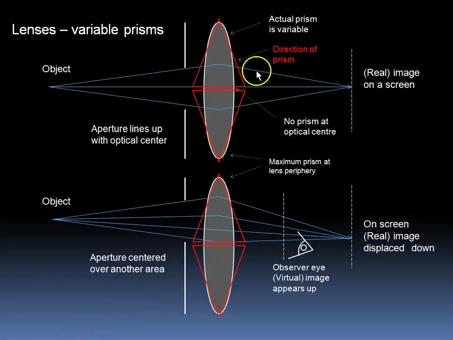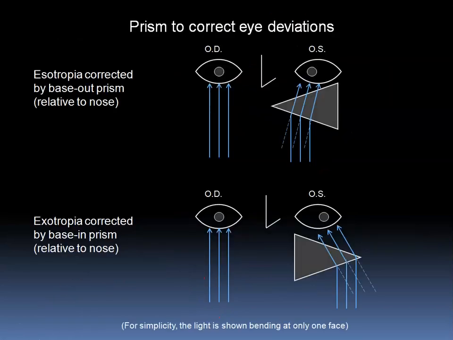Here we see in red the overall direction of prismatic effect of the different parts of the lens. The aperture overlying the center of this lens has equal base-down and base-up prismatic effects. However, the aperture overlying the upper half of this lens has a net overall base-down prismatic effect. We can use prisms to correct eye deviations.